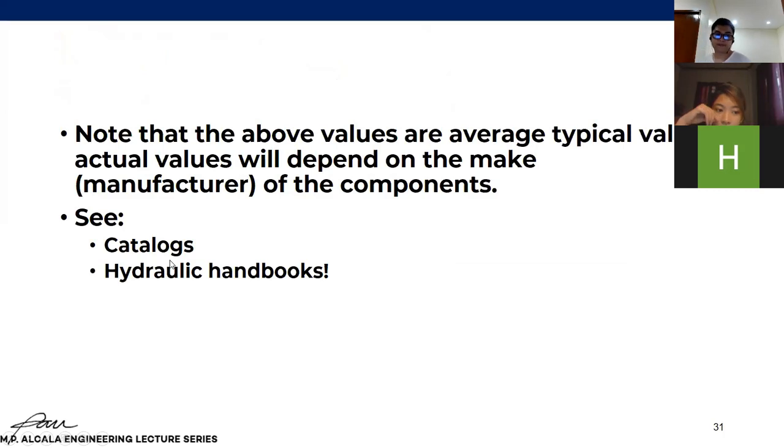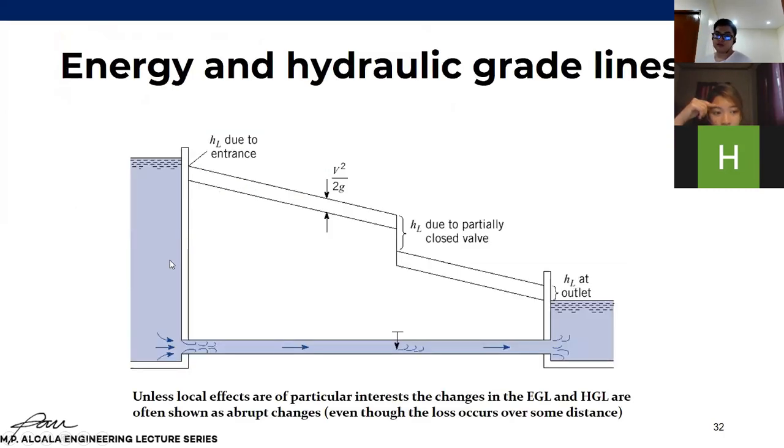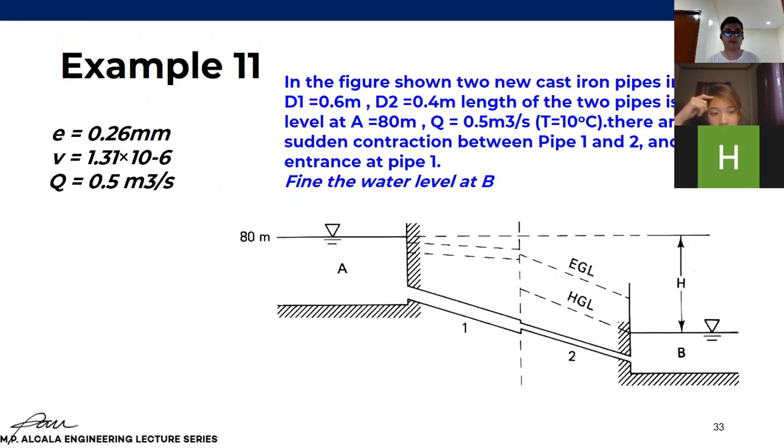Okay. So, we have already discussed this, no? Energy and hydraulic grade line. Just a review. So, unless the local effects are of particular interest, the changes in the EGL and HGL are often shown as abrupt changes. So, palit lang. Maliit lang yung mga differences, kasi nga, minor losses. We're dealing with minor losses.